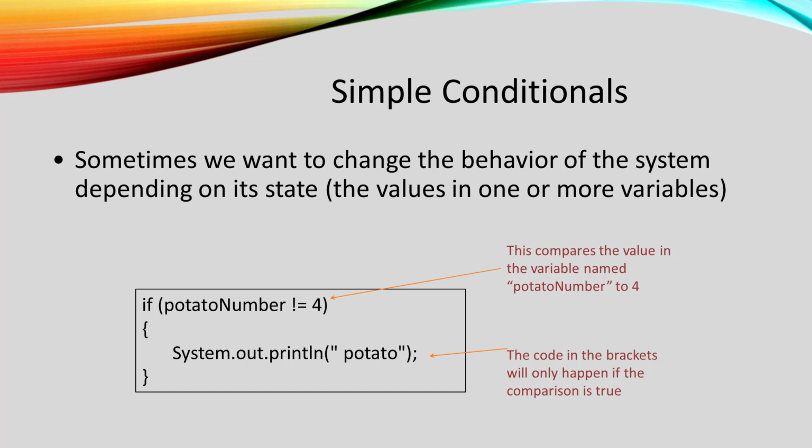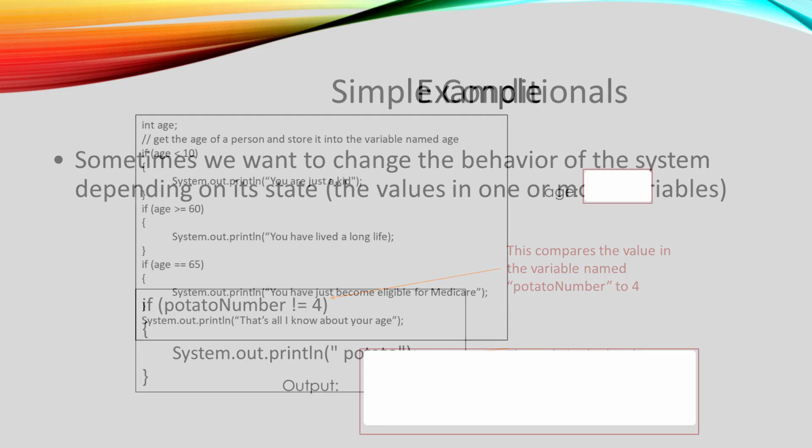An if statement has a condition, and the body of the if, the stuff in the curly brackets, only gets executed if the condition is true. If the condition is false, the body of the if statement gets skipped. In this case, the condition is comparing potato number to 4. The exclamation point equals, which is read bang equals, means not equals. So when potato number is not 4, we will execute the print line and print out the word potato. When potato number is 4, the stuff in the curly brackets will be skipped.